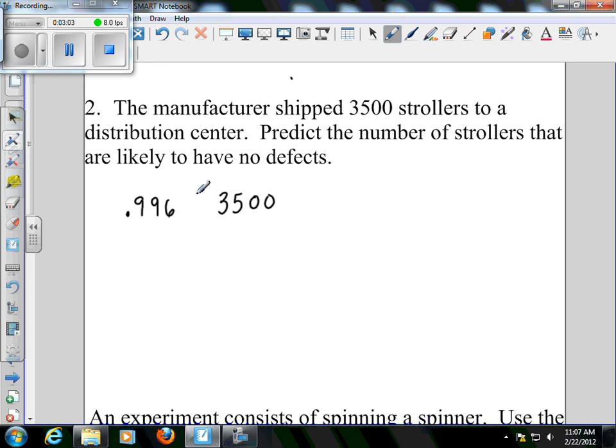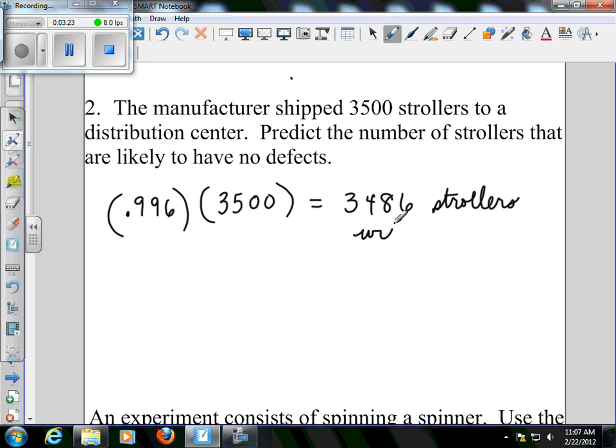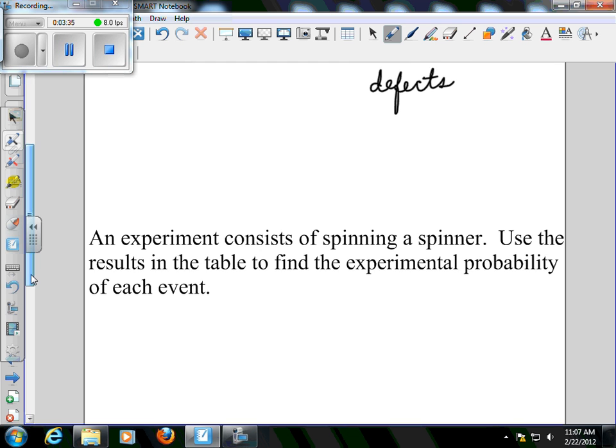So if we took 99.6% of 3,500, which means we multiply 0.996 times 3,500, we would get 3,486. So 3,486 strollers will have no defects.